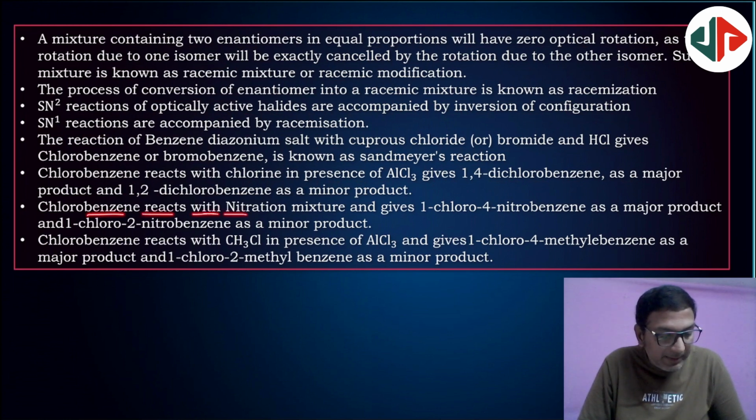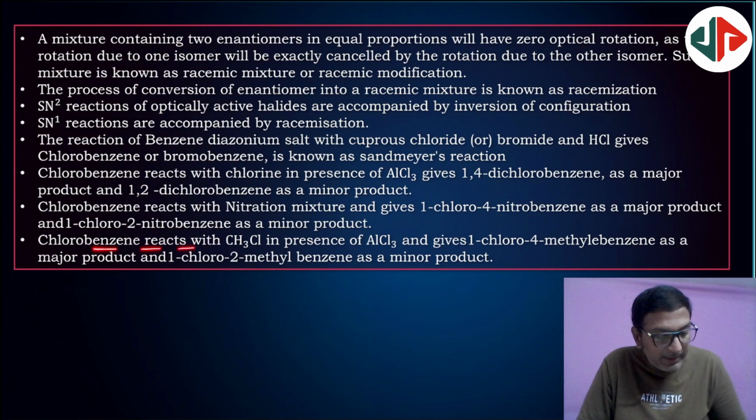Chlorobenzene reacts with nitration mixture. It gives 1-chloro-4-nitrobenzene as major product and 1-chloro-2-nitrobenzene as minor product. This is the nitration of chlorobenzene. This is also aromatic electrophilic substitution.